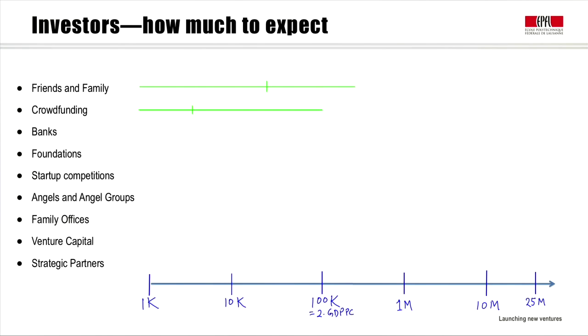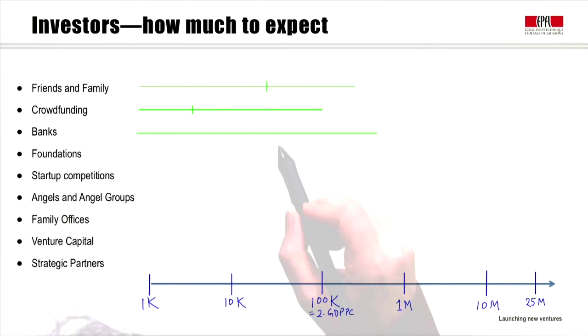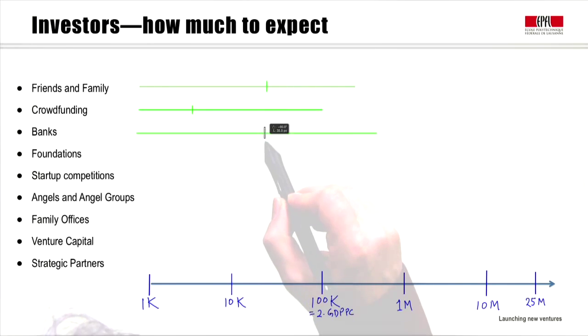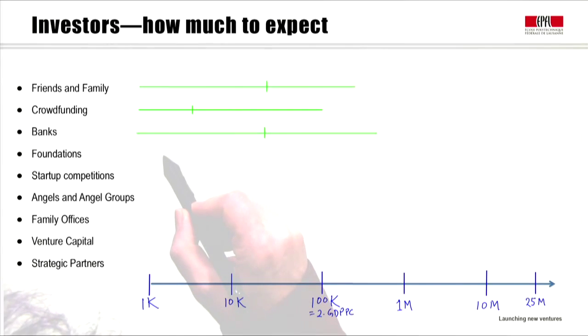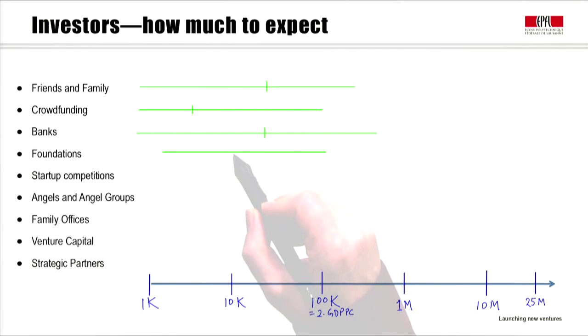So for banks, you're taking a loan from a bank. The typical amount lent is 25,000 or so, and the range might be anywhere from the lowest amount, 1,000, to even up to 500,000. For foundations and public organizations, you're typically asking for grants, and these tend to be relatively small amounts, anywhere from, let's say, 5,000 to 200,000, and a typical amount would be on the order of 10,000.